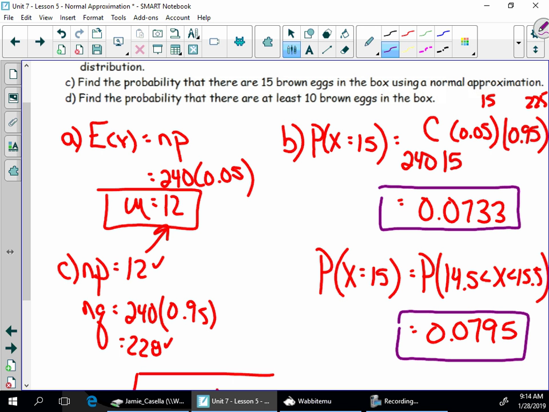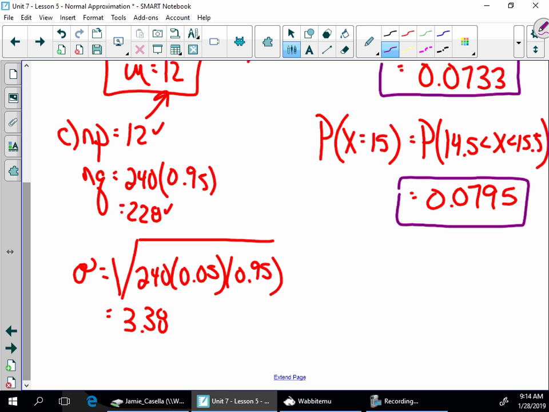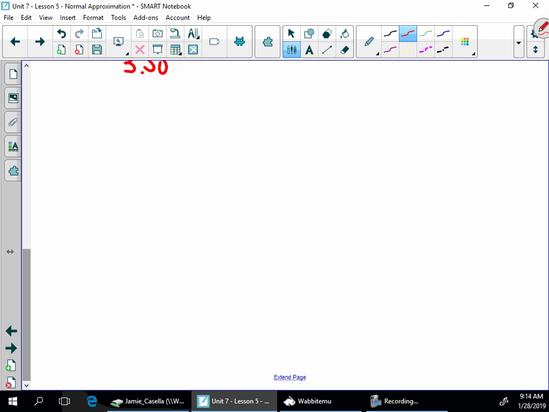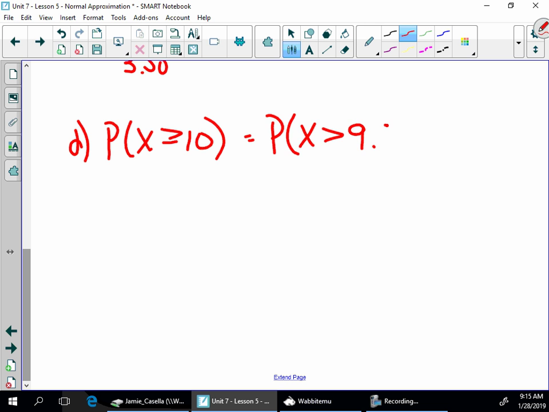Find the probability there are at least 10 brown eggs. Okay, if I want to do at least 10, I'm looking for greater than or equal to 10. That would be 10, 11, 12, 13, 14, 15, all up to 240. Or indirectly, get rid of 9, 8, 7, 6, 5, 4, 3, 2, 1, 0. That's a lot of button pushing. But if I use my approximation, I just look for more than 9.5.